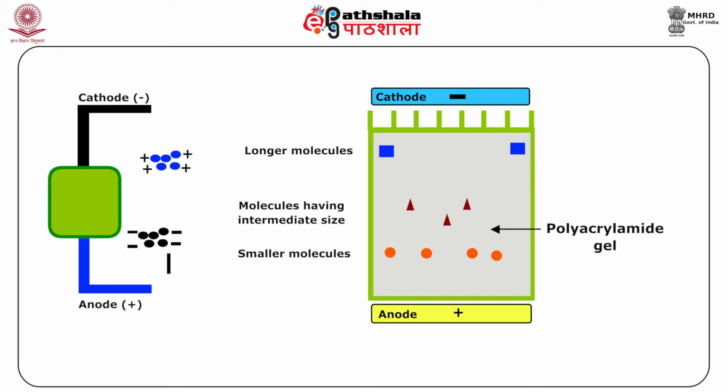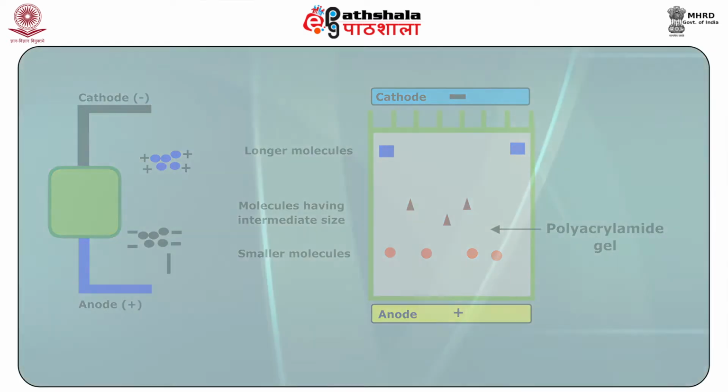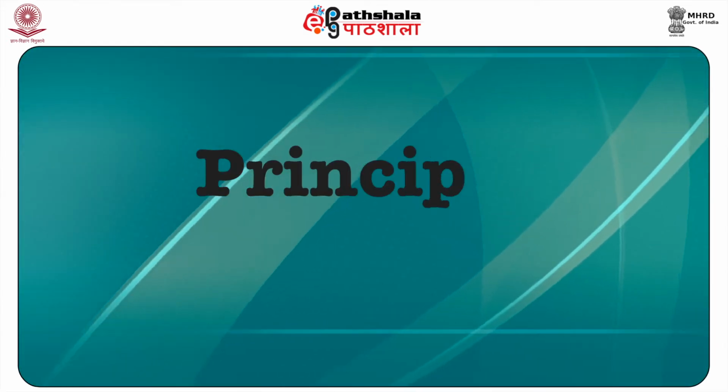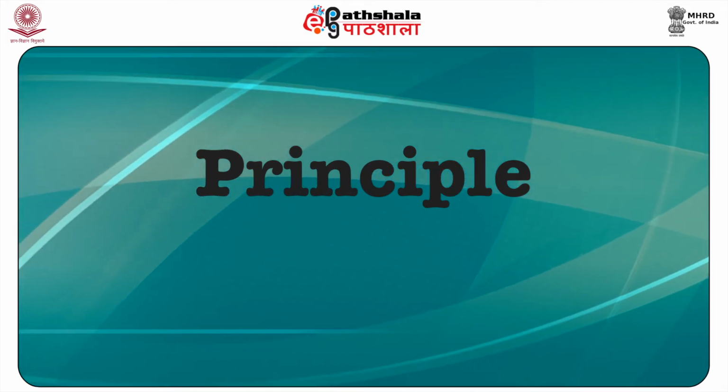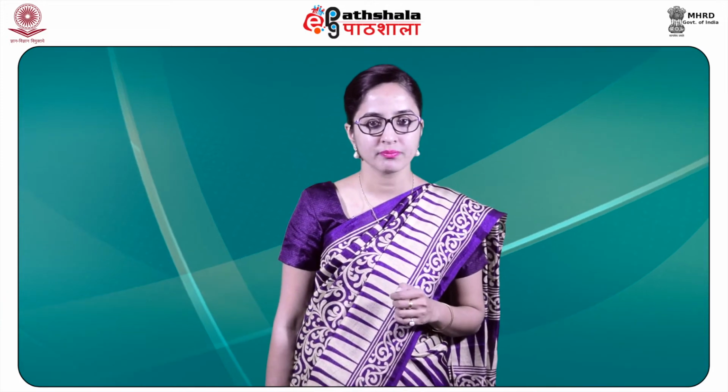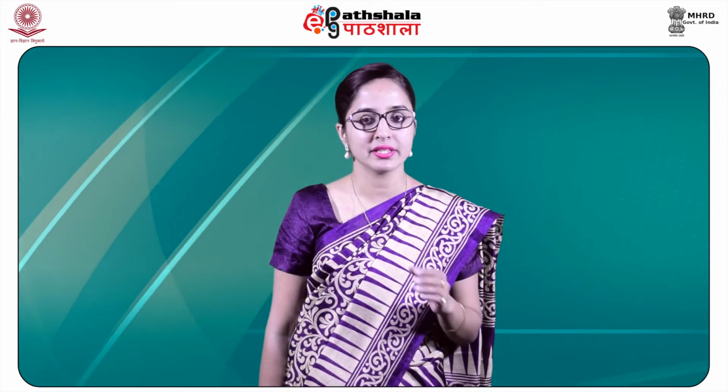Now here in this figure, students, you can clearly see how the migration of charged molecules in an electric field takes place on the basis of charge and size. Let us now discuss in detail the principle of gel electrophoresis. When a potential difference, that is a voltage, is applied across the electrodes, it generates a potential gradient E, which is the applied voltage V divided by the distance d between the electrodes.